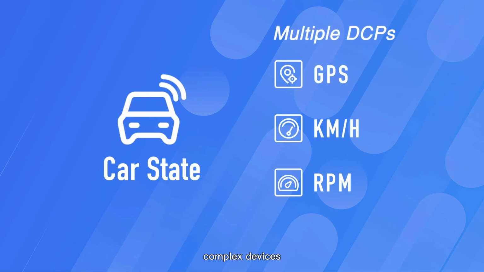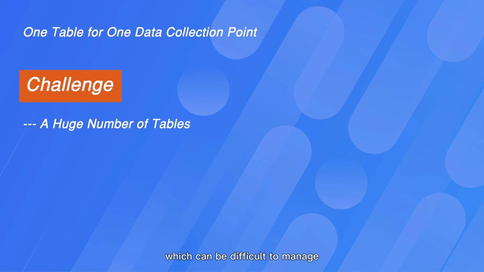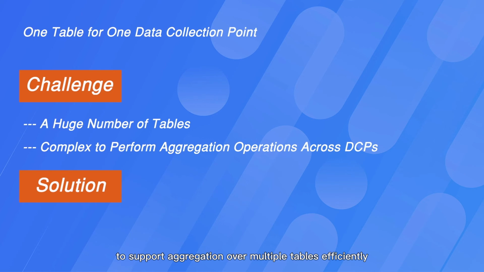Complex devices, such as connected cars, may have multiple DCPs. In this case, multiple tables are created for a single device with one table per DCP. The design of one table per DCP requires a huge number of tables, which can be difficult to manage. And applications often need to perform aggregation operations across DCPs, quickly becoming complex when dealing with large data sets. To support aggregation over multiple tables efficiently, TDengine uses the Supertable.